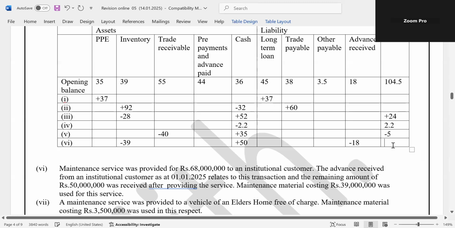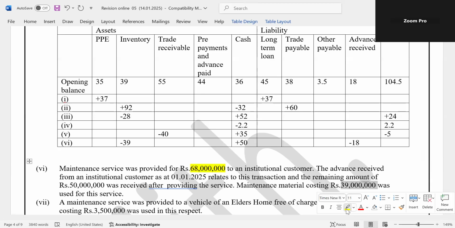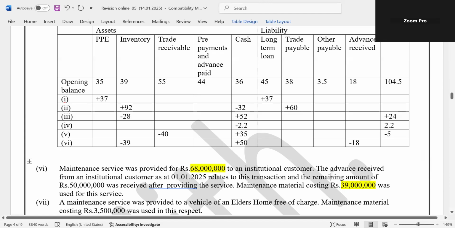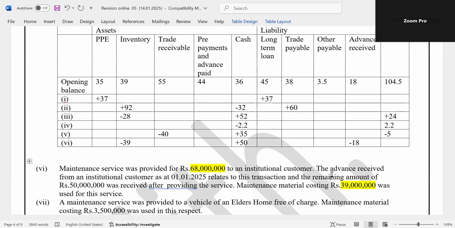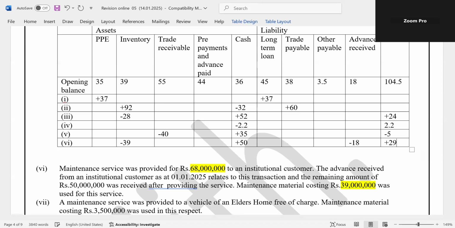And the profit effect for equity increases. Profit should be calculated by comparing the selling price and the cost value. The maintenance material used for that equals 39 million. The maintenance service was provided for 68 million. We provide 68 million, but the cash we receive now is 50 million, since 18 million was received earlier. Therefore, profit should be calculated by comparing these two values, 39 million and 68 million. The difference equals 29 million. Therefore, the profit effect for equity increases by 29 million.